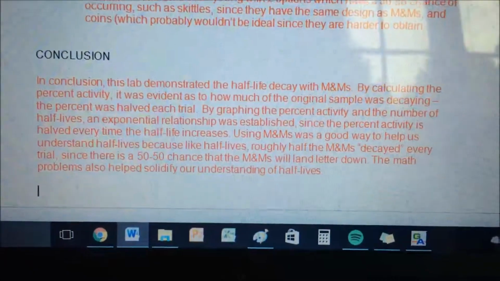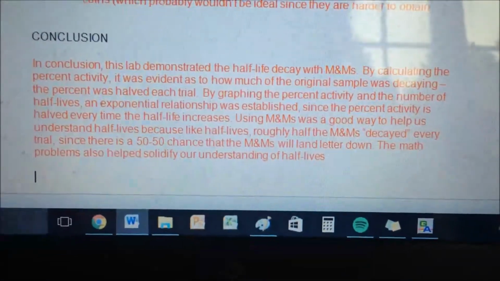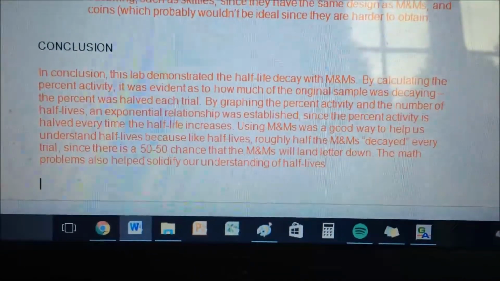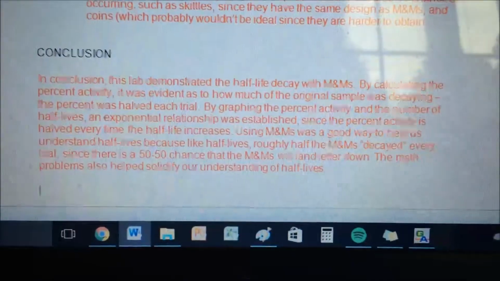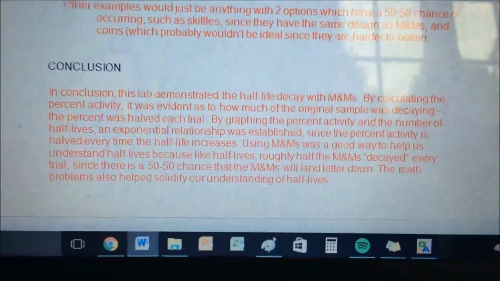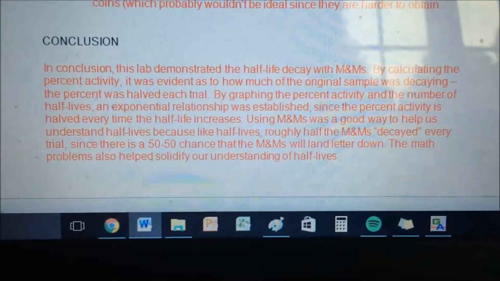Using M&Ms was a good way to help understand half-lives because, like half-lives, roughly half the M&Ms will decay every trial, since there's a 50% chance that the M&Ms may land face down. The math problems also helped solidify our understanding of half-lives by having to see them in number terms.